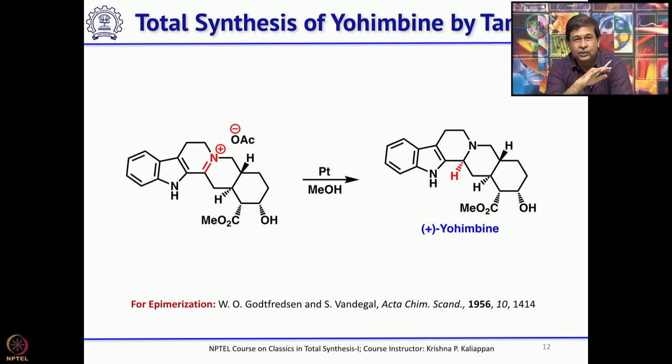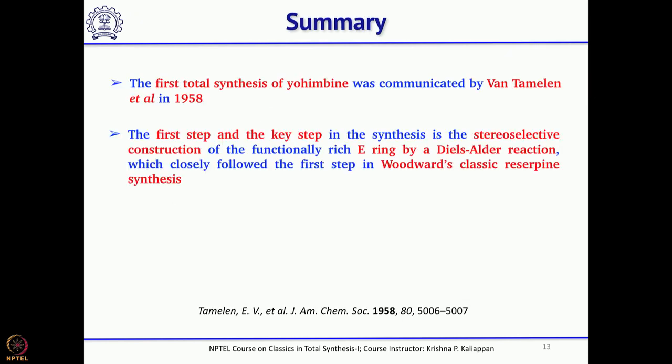So from pseudo Yohimbine, first you treat with mercuric acetate to get this iminium ion, which is in situ reduced with platinum and methanol to get the corresponding isomerization at this carbon, to get the natural product Yohimbine. Okay. So that is how Van Tamelen completed the total synthesis of Yohimbine.